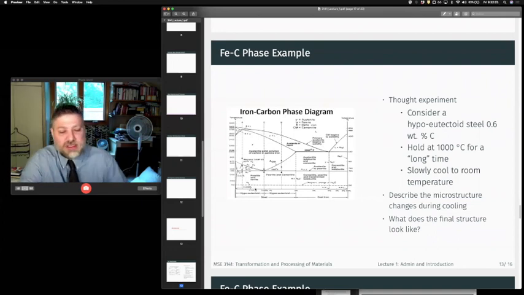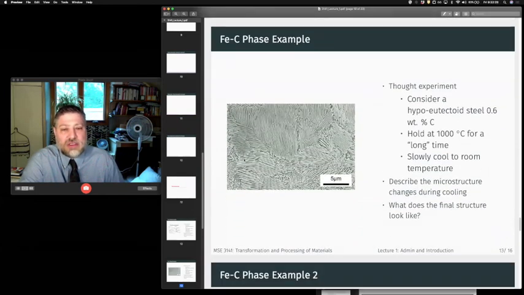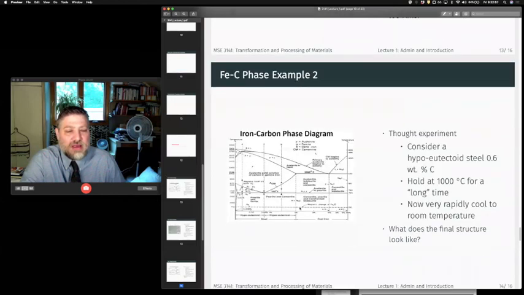Okay, so what does the final structure look like? We have mostly pearlite here. We can see the original austenite grain structure still, but we've transformed to essentially a composite between a metal and a ceramic. The cementite is a carbide ceramic, and the ferrite is a BCC metal.